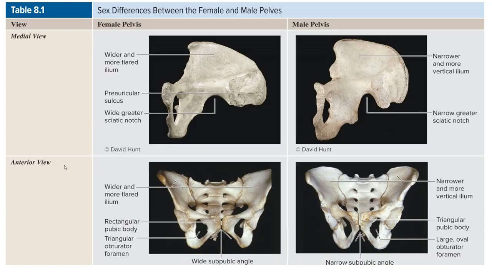I do want to draw your attention to table 8.1 from your textbook. This provides a very nice comparison of the female and the male pelvises, both from the anterior and medial views. So I'd spend some time, because you don't have these two models directly in front of you, looking at this table and making sure that you understand where some of these differences are.